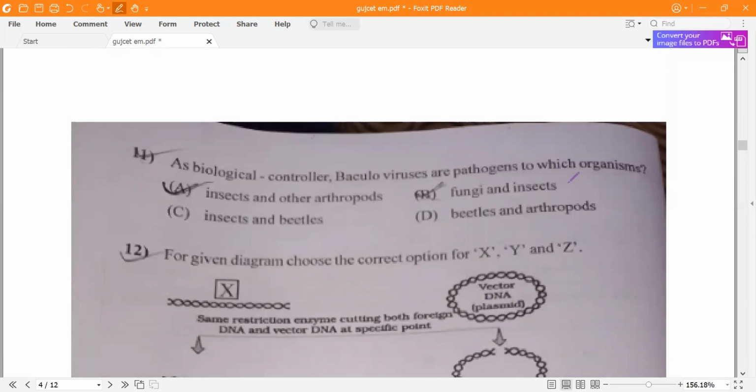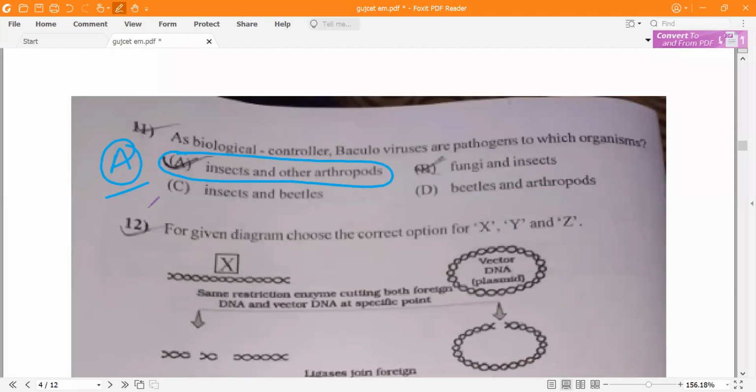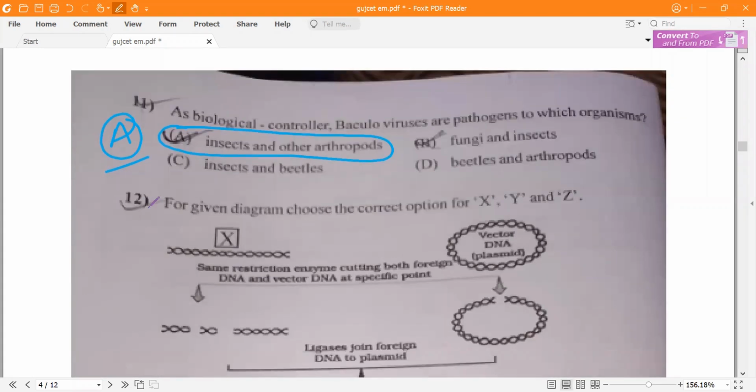Then they asked questions on baculovirus, that is biological control. These are mainly used, they can attack insects and arthropods mainly. So this will attack mainly insects and arthropods. Right, what you have written in this one, better, A or B? A.